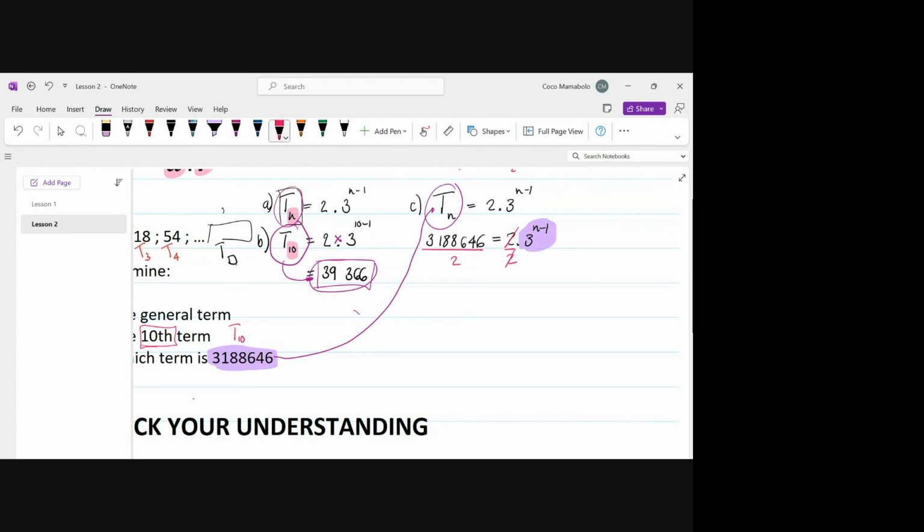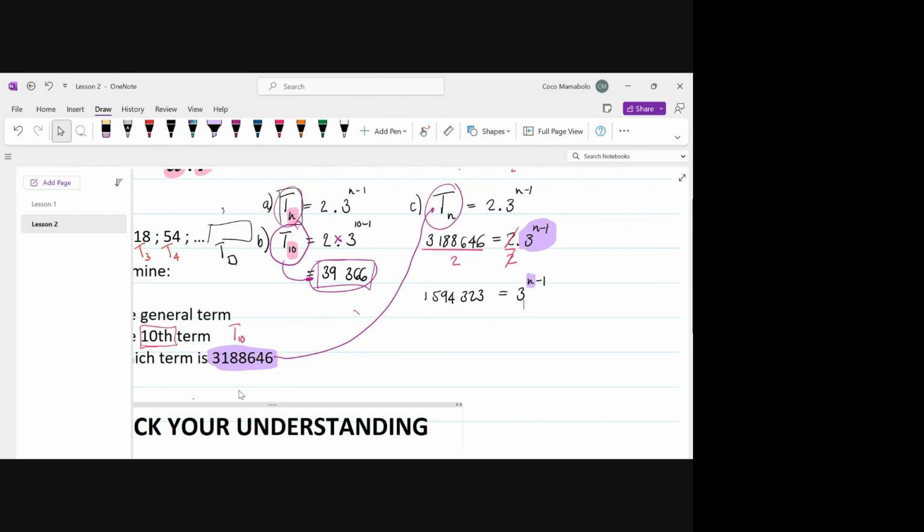Lovely. Now we divide, and we get 1,594,323 as an answer, and that is equal to 3 to the power of n minus 1. But I've still got an issue in that my n, the thing I'm trying to solve for, is still in my exponent. If I want to compare exponents, I need the same what? Absolutely, we need the same base.